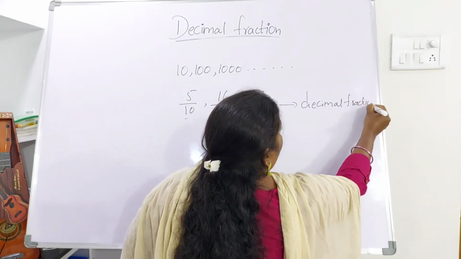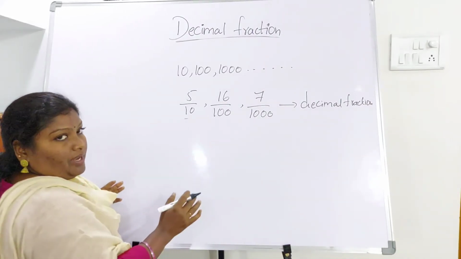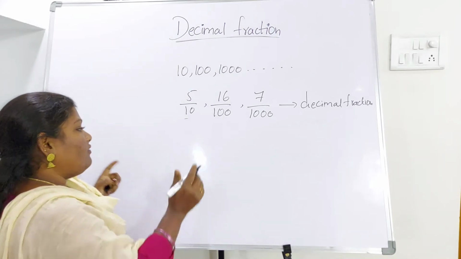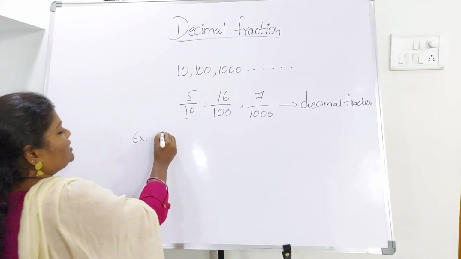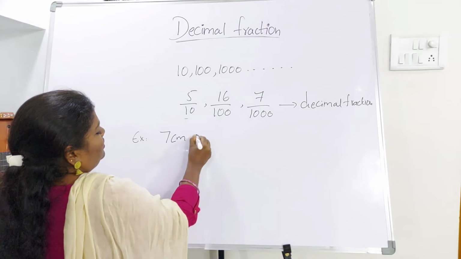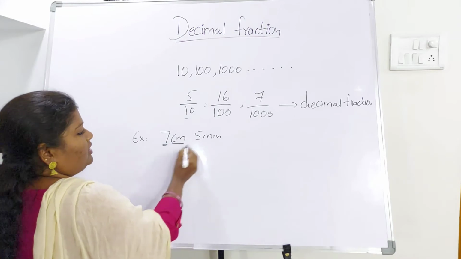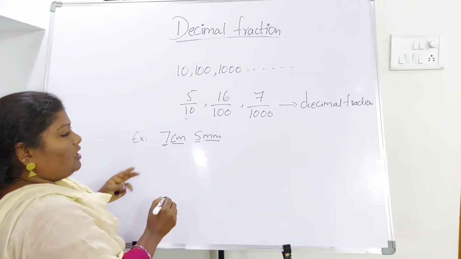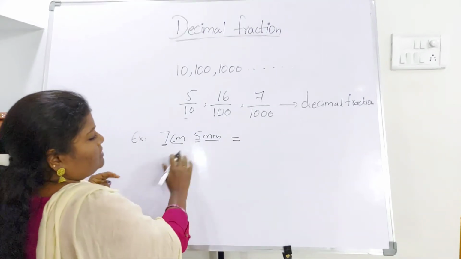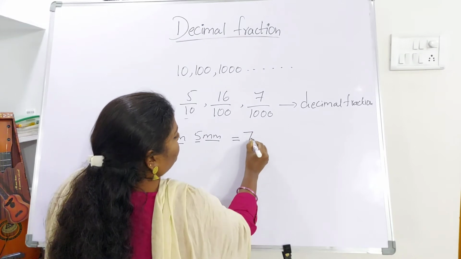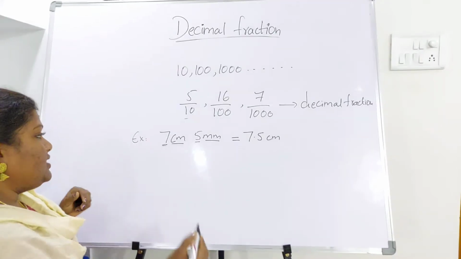Now what is a decimal point? A decimal point is nothing but what you use to separate the higher quantity and the lower quantity. For example, the length of a pencil is 7 centimeter 5 mm. Now see here, this is 7 centimeter and this is millimeter. This is a higher quantity, this is a lower quantity. If I want to specify them, I am going to write 7.5 centimeter.